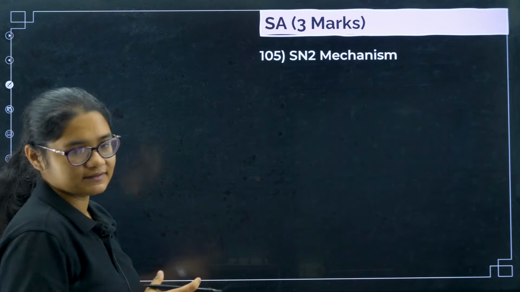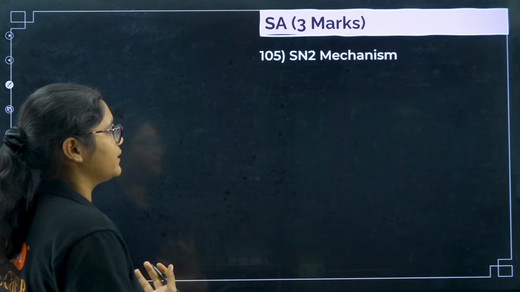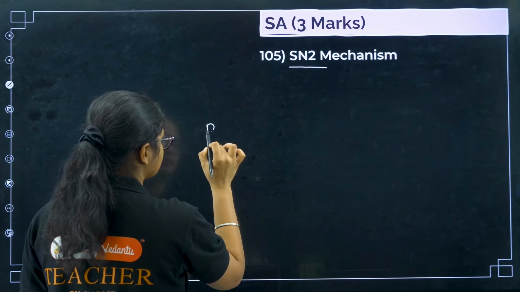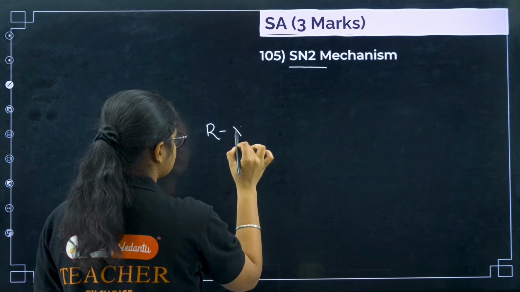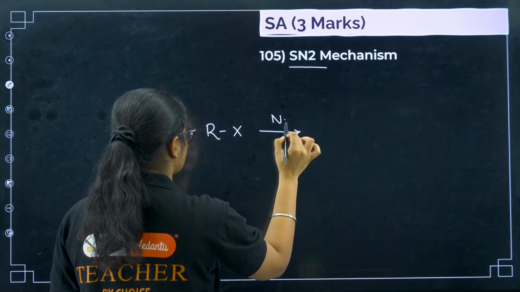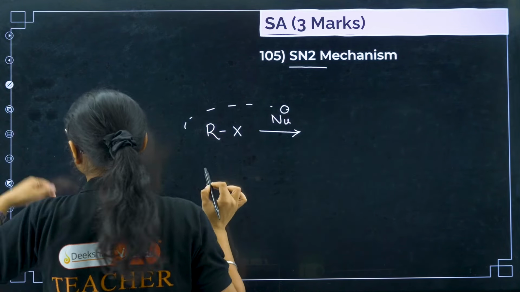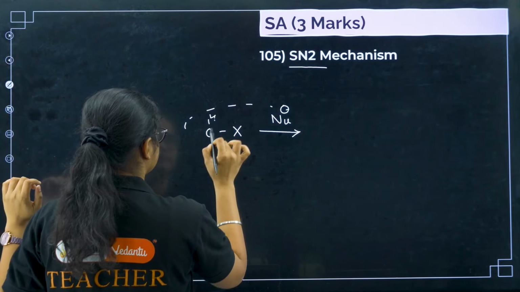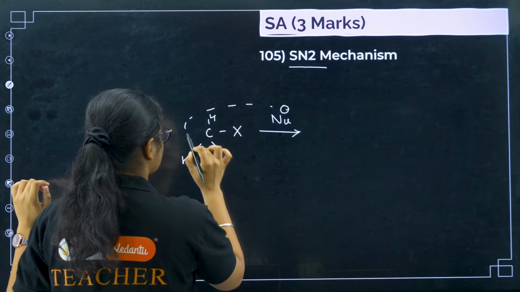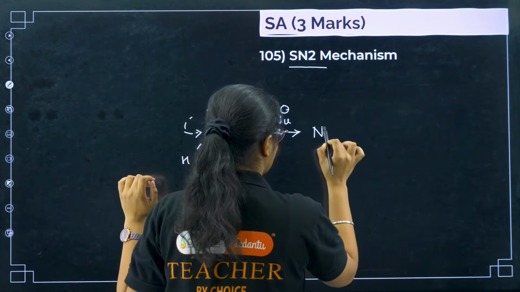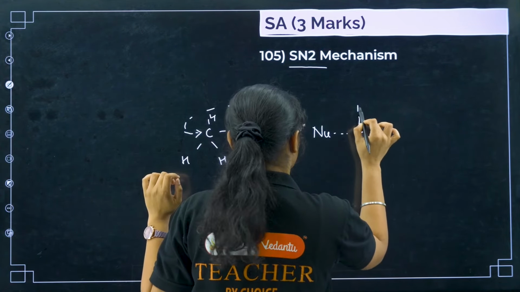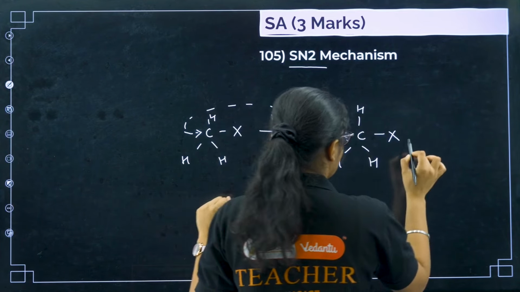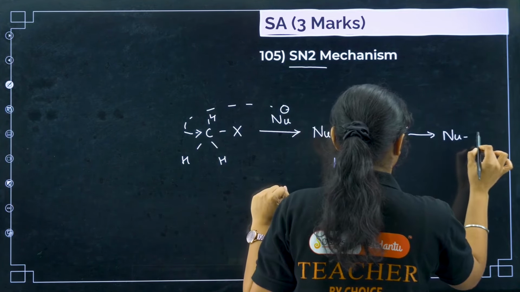Next, SN2 mechanism can be asked in this type of question where you have to just write it. So in SN2 mechanism what happens? Suppose I have RX, okay, now nucleophile comes, right? Nucleophile will attack from the opposite side. So let me take here CH3, something like that. So nucleophile will attack from this side. So here a transition state is formed, or we can say a transition intermediate is formed, and then it will form Nu.